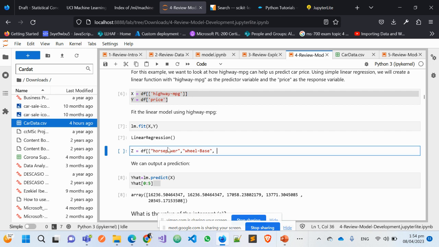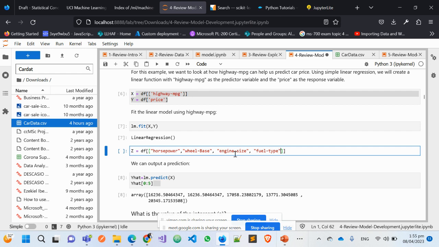However, it can as well be done the same way of highlighting the different columns that you want to use, and then we have engine size and fuel type. So I'm just calling out columns, just to highlight how you can fit your models.